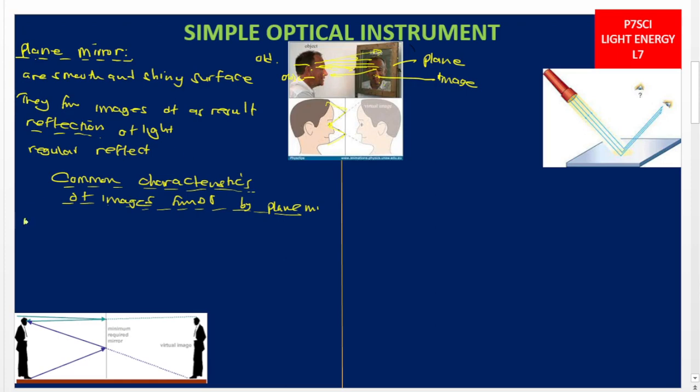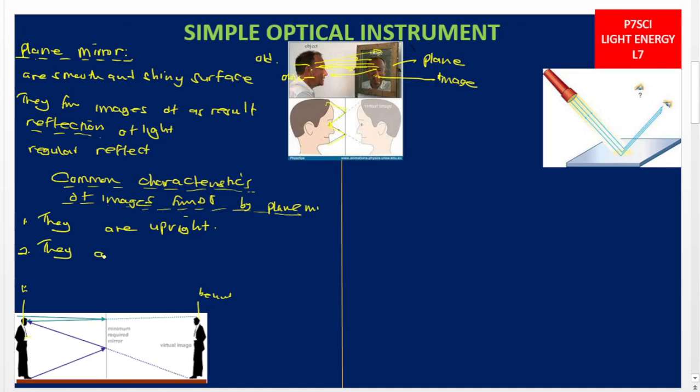Number one, these images are upright. So when you stand in front of a plane mirror, you see yourself standing, as you are seeing this man here. This man is in front, and the image is formed behind the mirror, but it is upright, not upside down.